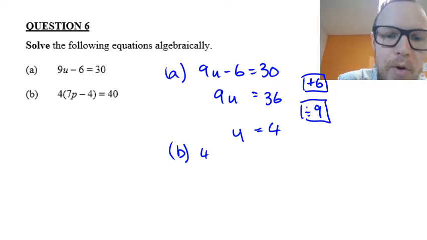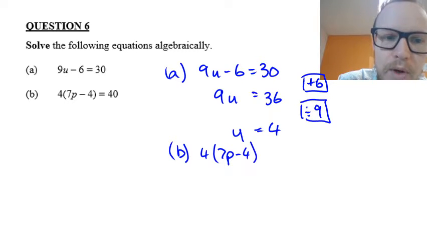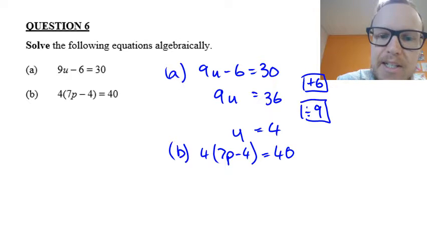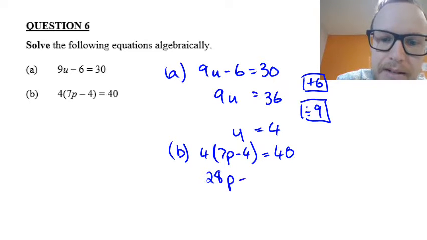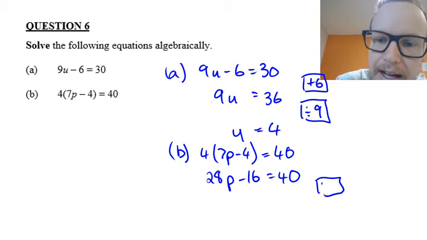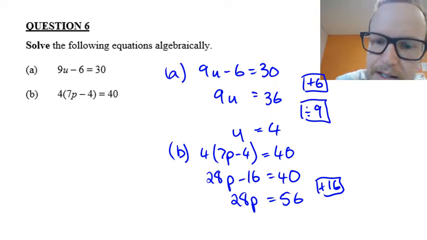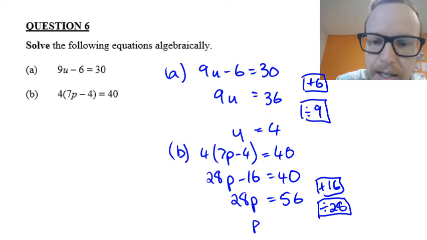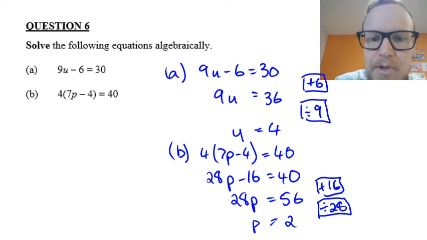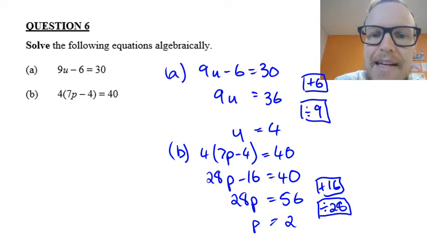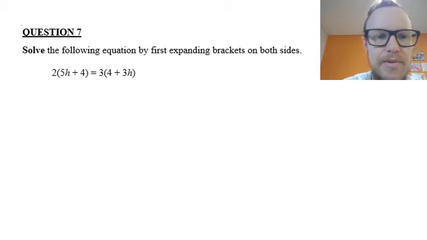For B, we get 4 times 7p minus 4 equals 40. We can expand this out to get 28p minus 16 equals 40. We can then add 16 to both sides and we get 28p is equal to 56. We can divide both sides by 28 and we get p is equal to 2. We can substitute that back in and check. 7 times 2 is 14, 14 minus 4 is 10, 10 times 4 is 40. So we know we're all good there.